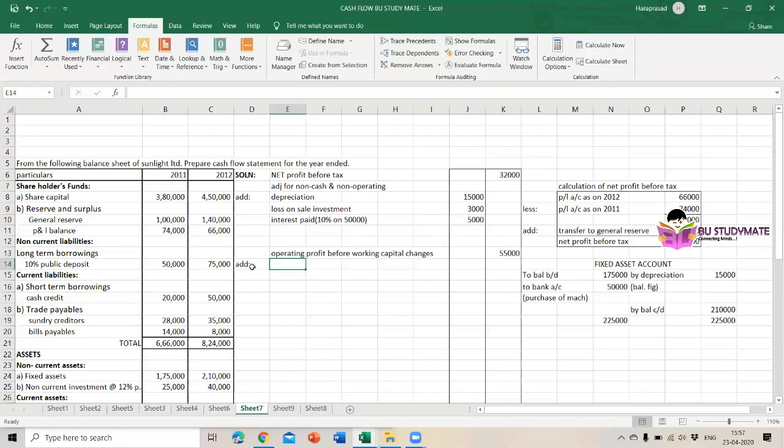So on the liability side, we have sundry creditors. First, how much is this increasing? Yes, increasing in current liabilities, from 28,000 to 35,000. How much? 7,000 rupees it is increasing. Sundry creditors, 7,000 rupees.